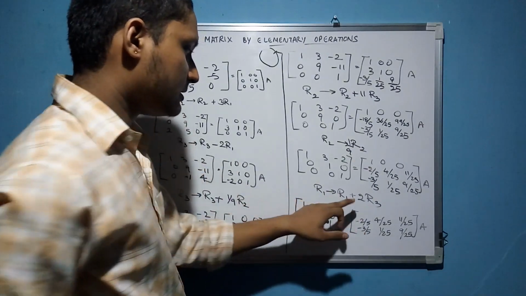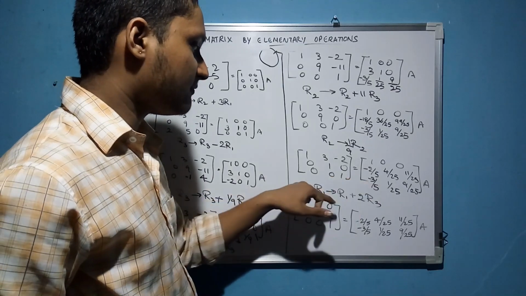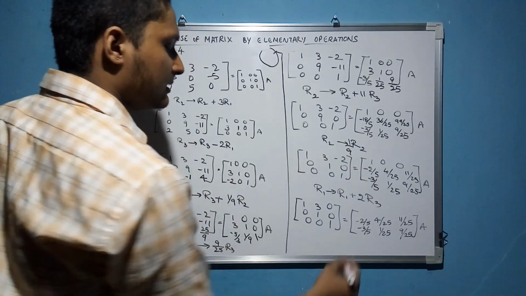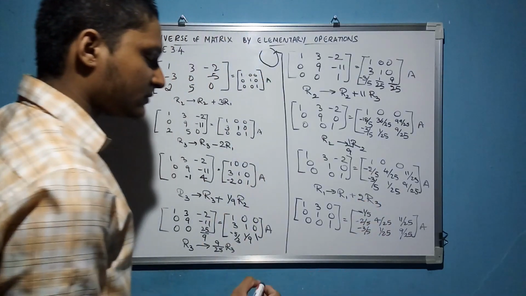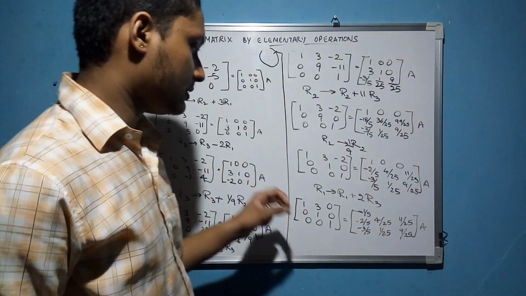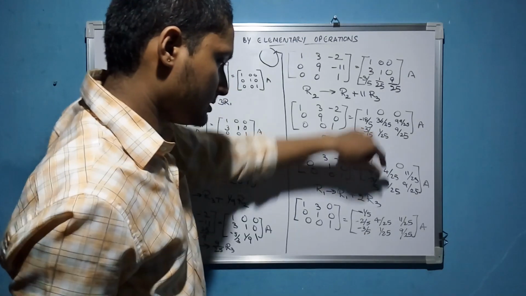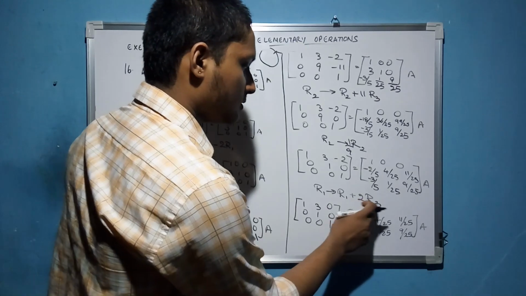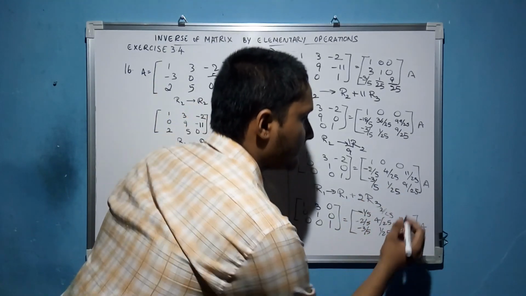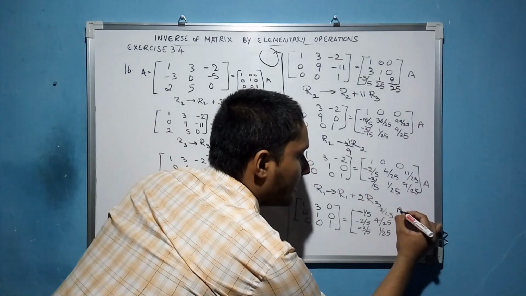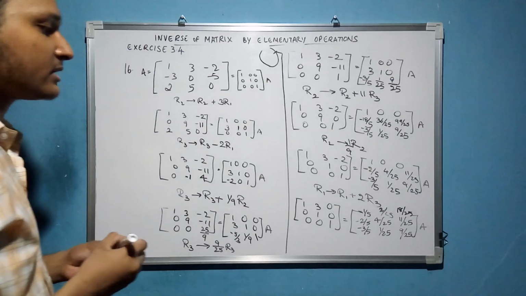Okay, 1 plus 2 times R3. 2 times R3 is minus 6 by 5. Minus 6 by 5 plus 1, that is going to be minus 1 by 5. Minus 1 by 5. Okay, next, this one you need to consider. So plus 2 times R3. 2 times R3 is 2 by 25, and this is going to be 18 by 25. 2 by 25, 18 by 25.